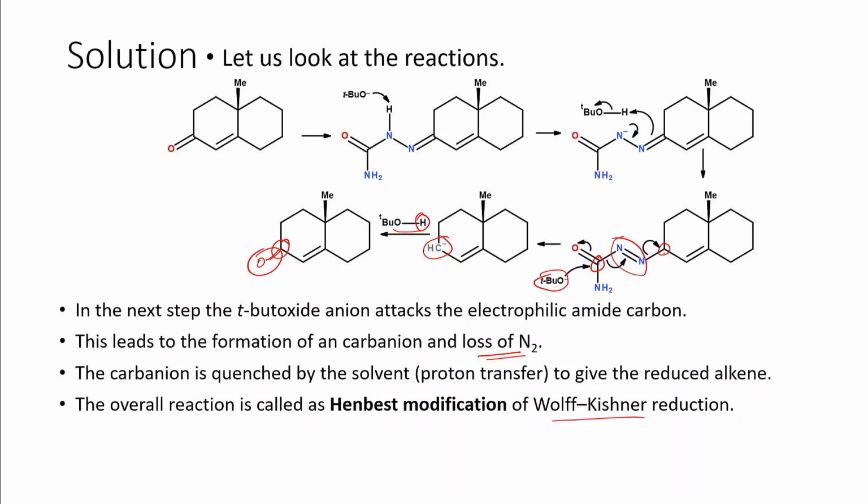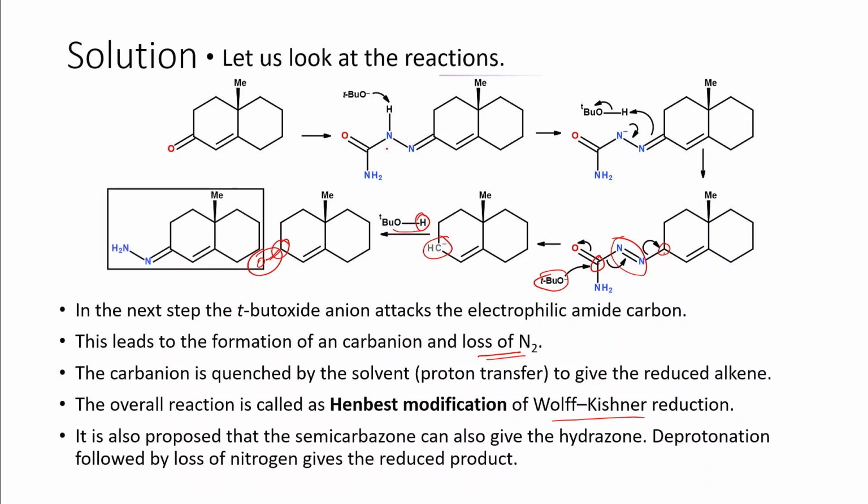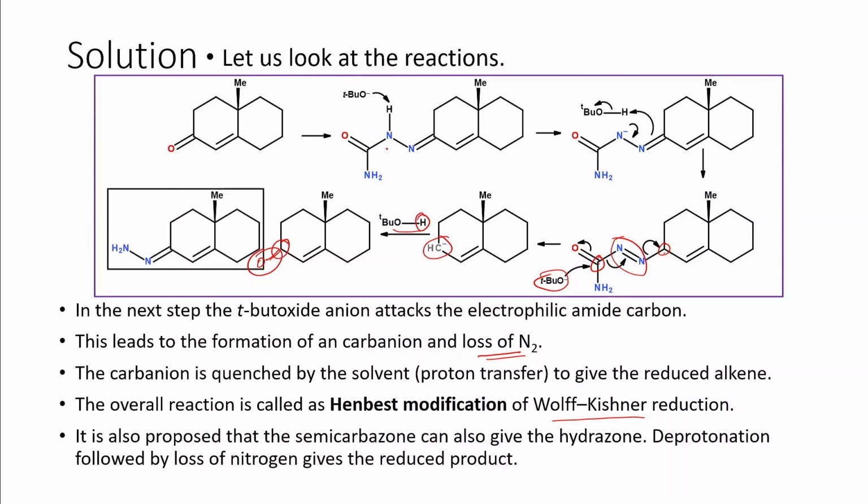Wolff-Kishner reduction basically uses semicarbazide or hydrazine to convert a carbonyl group into the methylenic compound. And in this reaction, there is also another mechanism some people had proposed, that the semicarbazone can also be converted directly to the hydrazone. So that is also possible.